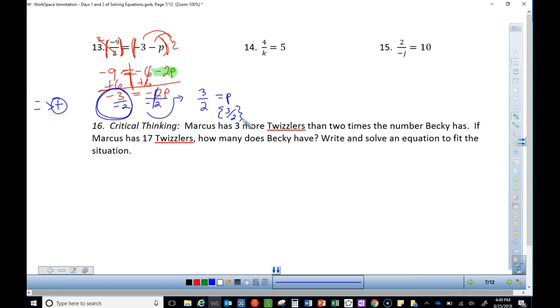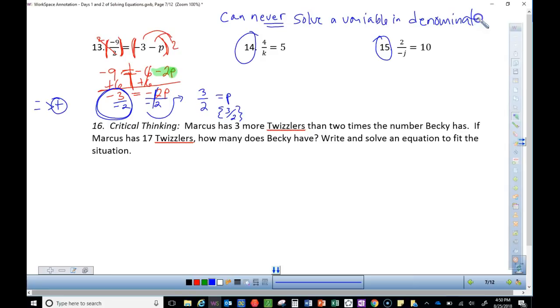Okay, now for number 14 and 15, these are super important, and this will come up more in literal equations, but you can never solve a variable in the denominator. So if it's in the denominator, the first thing we have to do is get it out. We cannot solve for a variable that's down there. Well, we already know how to clear this.